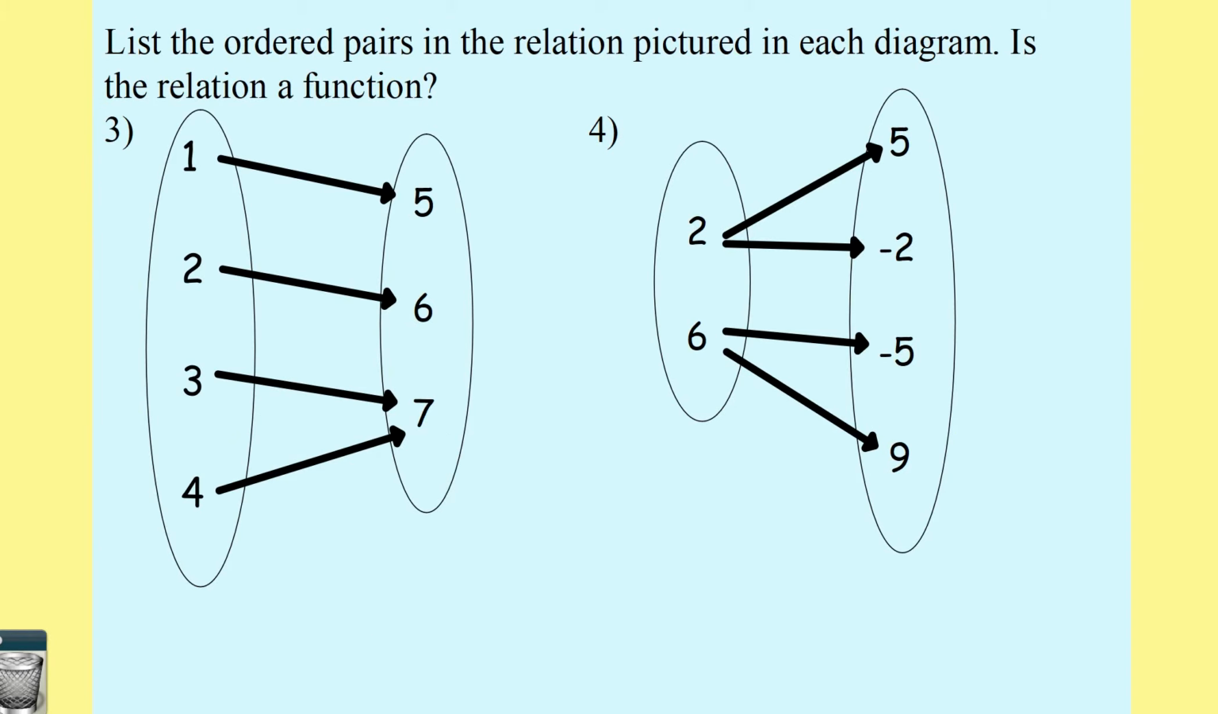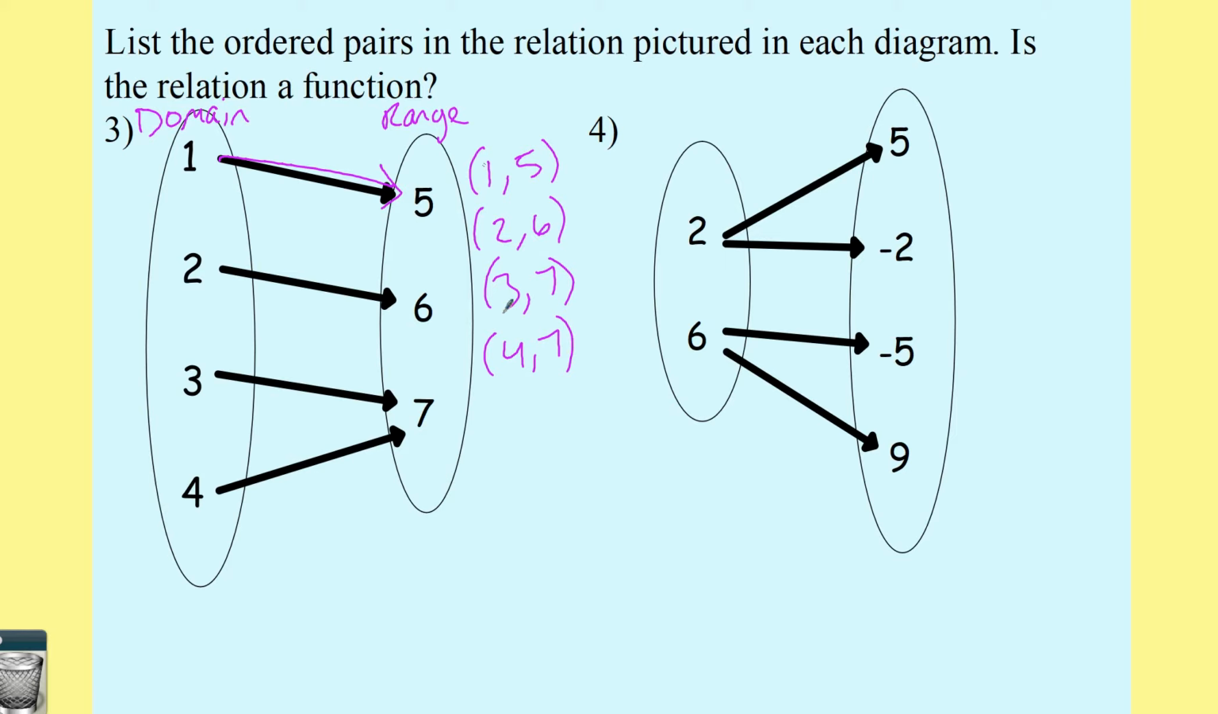Here we have a mapping diagram, where the left oval, or whatever you want to call it, is your domain, and the right one is your range. But instead of putting them as pairs, x comma y, we're just going to draw lines. So the points in number 3, you would have the point 1 comma 5, the point 2 comma 6, the point 3 comma 7. Again, we're just following these arrows to their y value. And then again, we have a 4 comma 7.